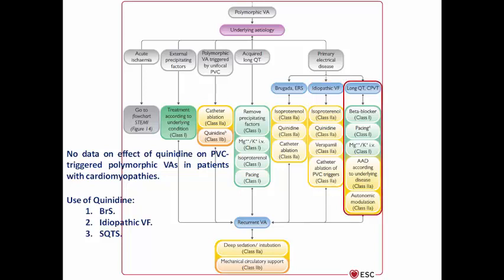In case of long QT syndrome or catecholaminergic polymorphic VT, beta blockers are beneficial. Pacing may be needed if bradycardia or post-extrasystolic pauses facilitate the initiation of polymorphic VT or VF. IV magnesium or potassium may shorten the QT interval, then antiarrhythmics according to the underlying disease, and autonomic modulation like left cardiac sympathectomy may be helpful.